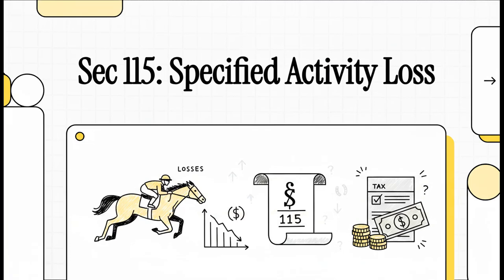Hello everyone, and welcome. Today we're going to demystify a very specific but incredibly important provision of the new Income Tax Act 2025. We're talking about Section 115, which deals with losses from a specified activity. Now, I know it sounds niche, but if you get this wrong, the financial impact can be huge. So let's dive right in.